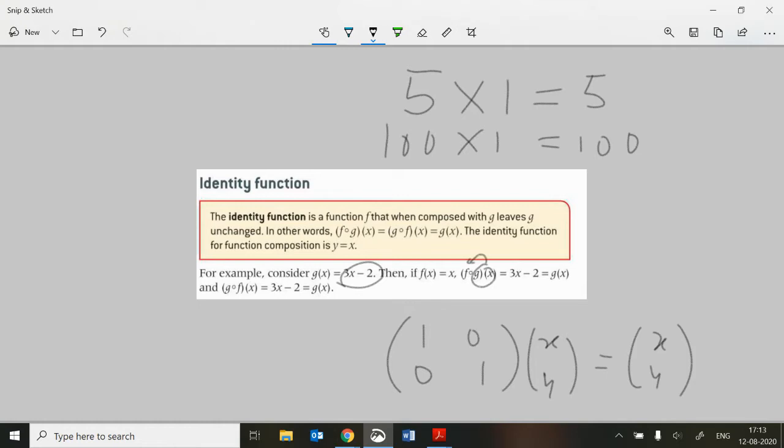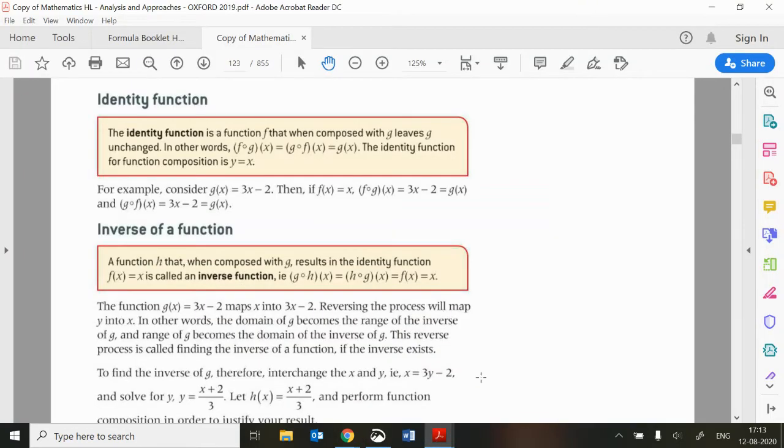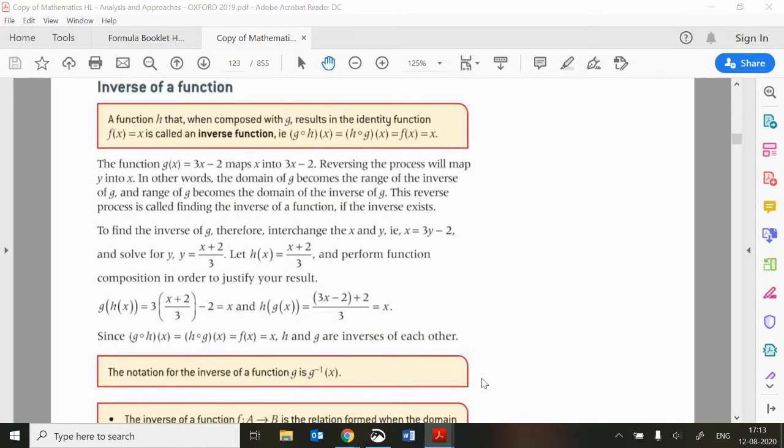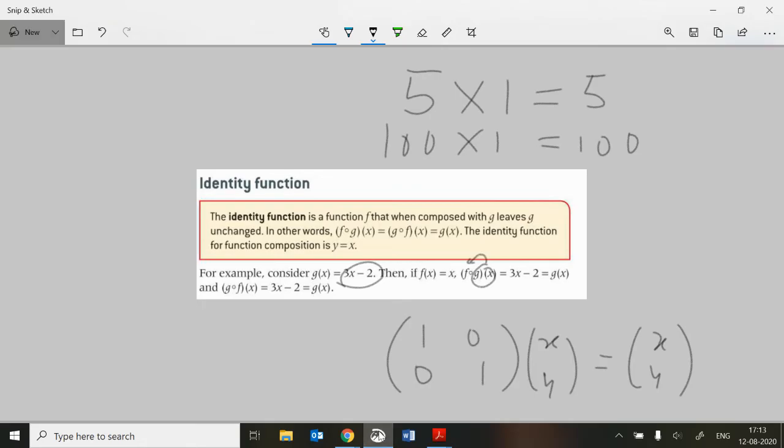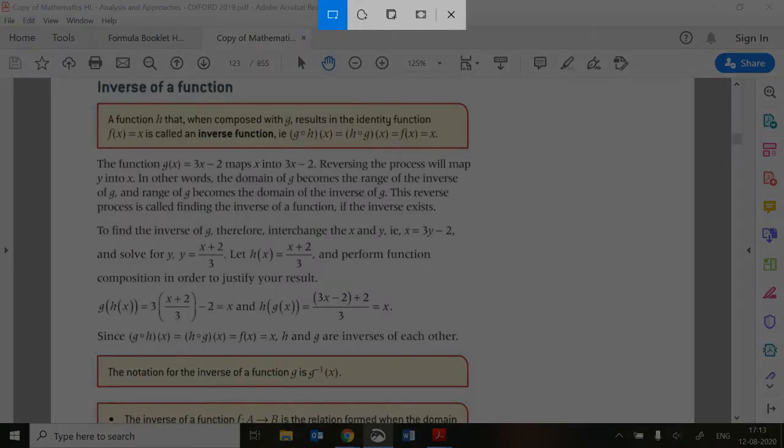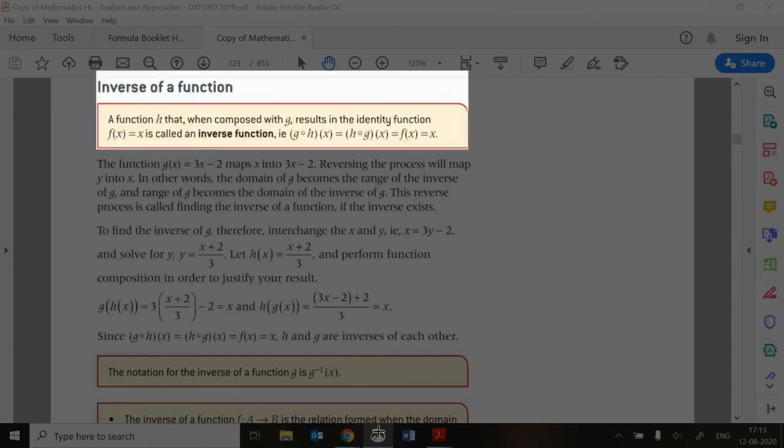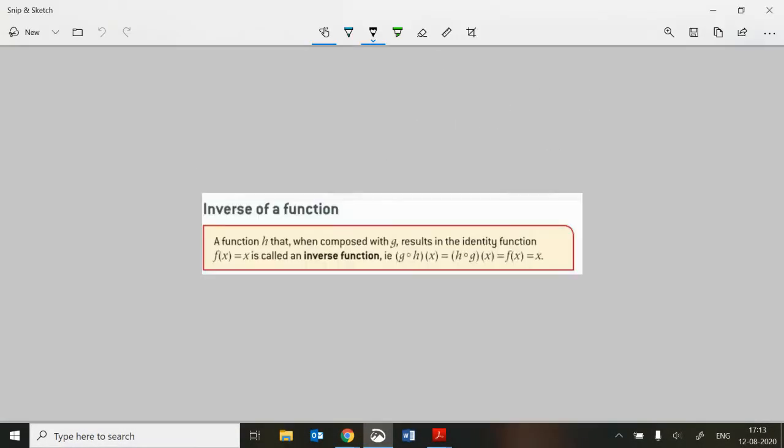Okay, and so that's what we're building up from here. Okay, well, you could probably have skipped that, to be honest, but there you go. We're having a complete understanding here. So, right, let's take the next bit then. Inverse of a function. Okay, so let's just take this. So the inverse of a function is defined. So a function h, when composed with g, results in the identity function.